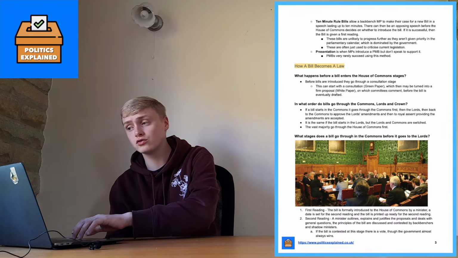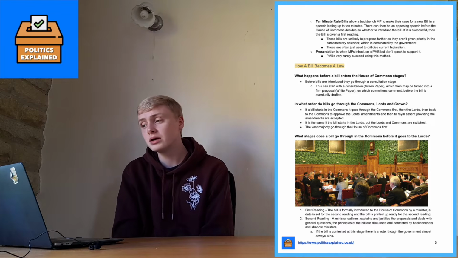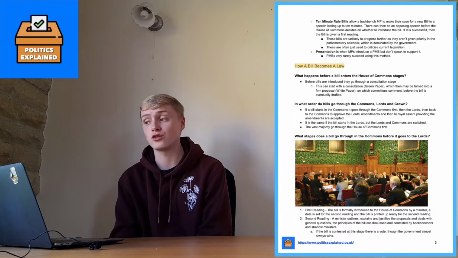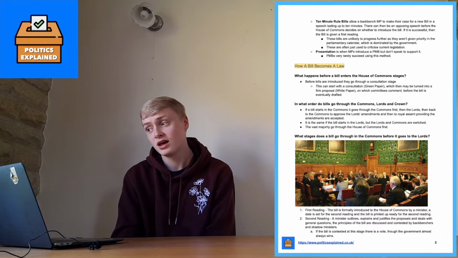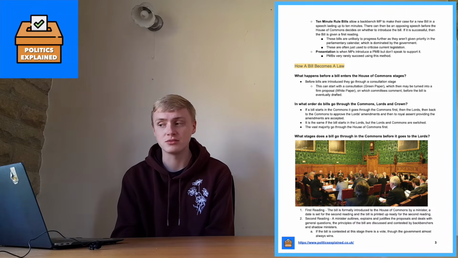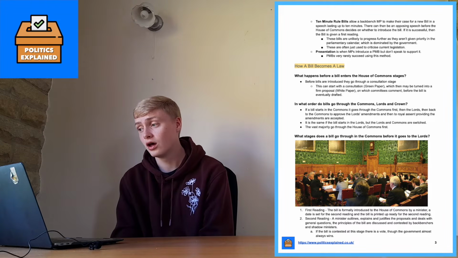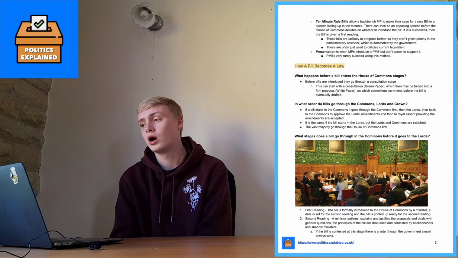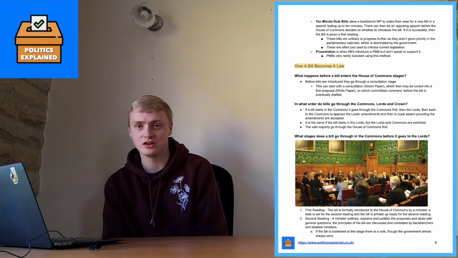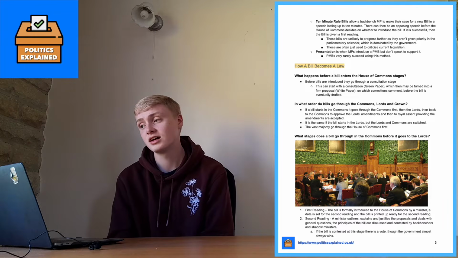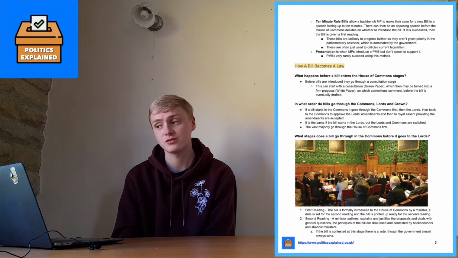So in what order do bills go through the Commons, Lords and Crown? The Crown is the monarch. If a bill starts in the Commons, it goes through the Commons first, then the Lords, then back to the Commons to approve the Lords' amendments, and then to royal assent, providing the amendments are accepted. It's the same if a bill starts in the Lords, but the Lords and Commons are switched. So it goes through the Lords first, then the Commons for some amendments, and then back to the Lords. And if those amendments are accepted, then it's passed and goes to the monarch. The vast majority go through the House of Commons first.